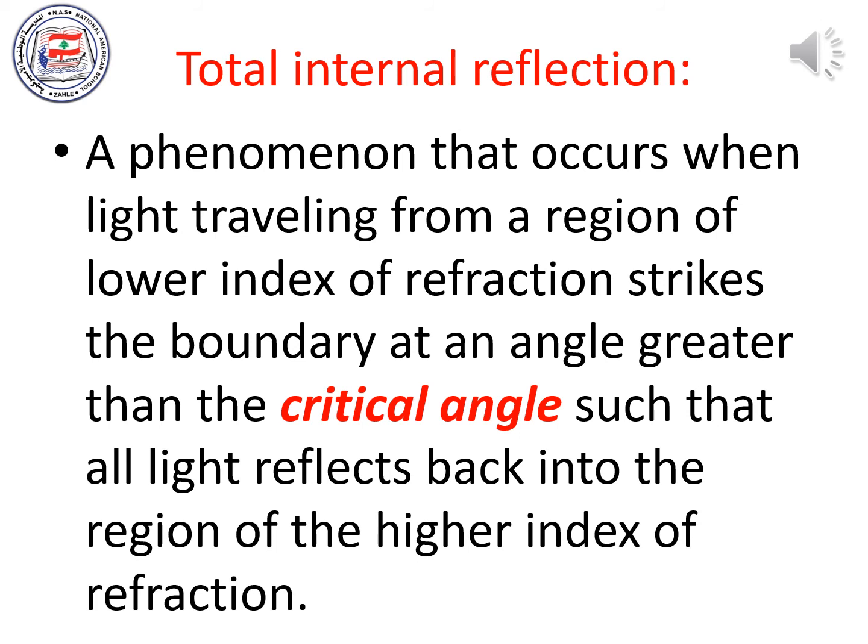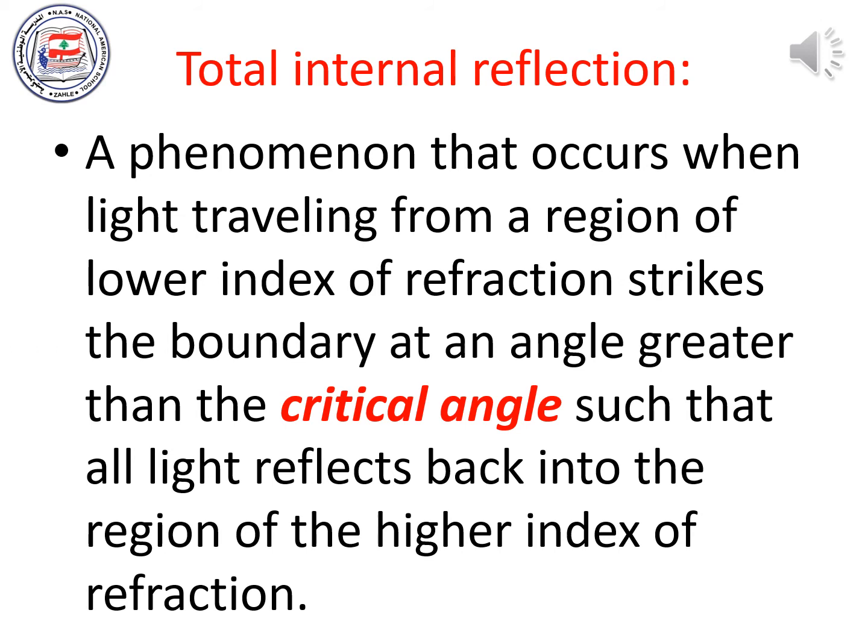We are going to talk about total internal reflection. Total internal reflection is a phenomenon that occurs when light traveling from a region of higher index of refraction strikes the boundary at an angle greater than the critical angle, such that all light reflects back into the region of the higher index of refraction.